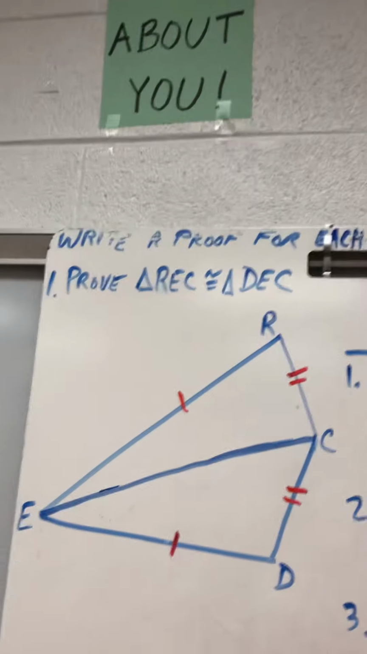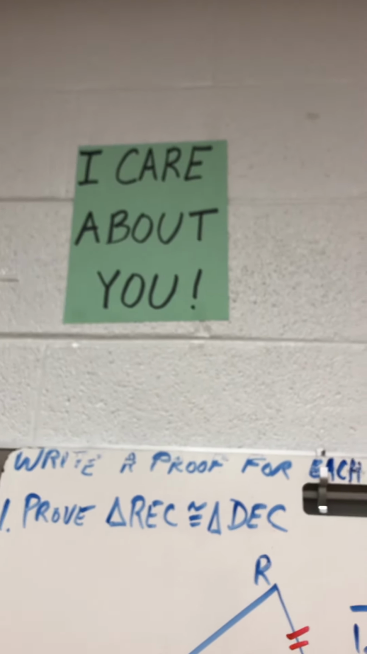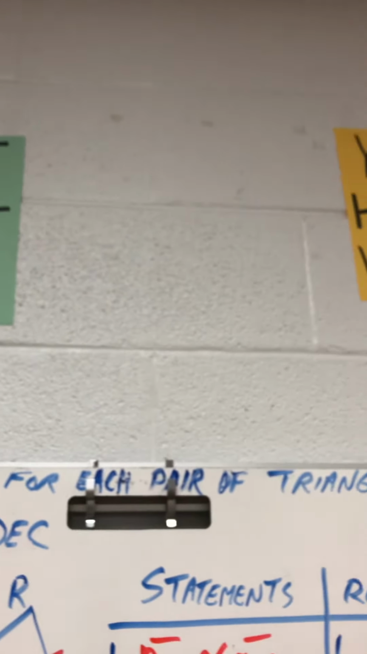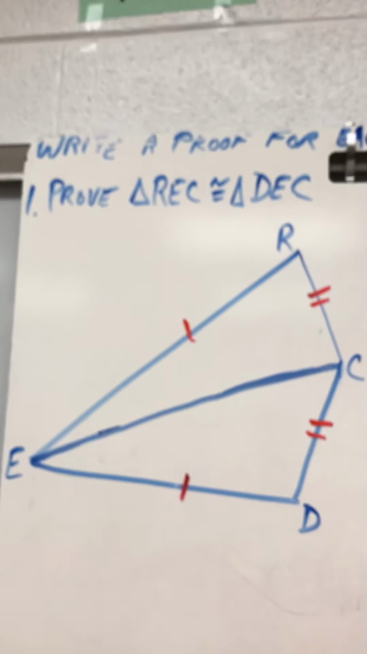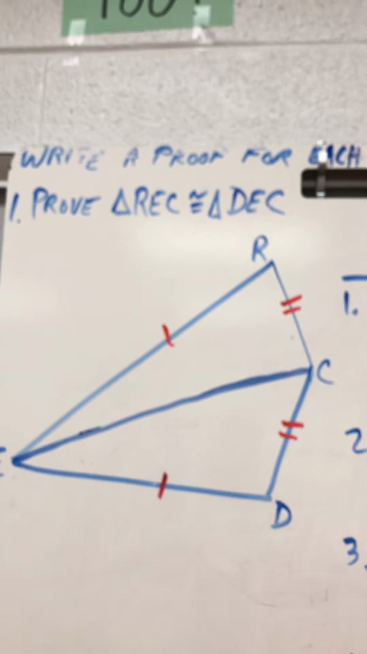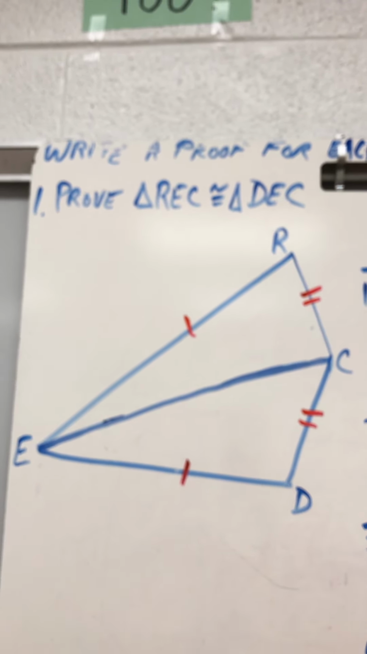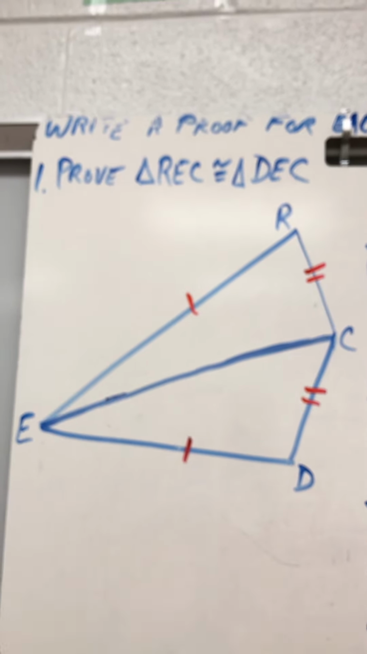All right, so today we're going to do an introduction to proofs. Write a proof for each pair of triangles, okay? So I'm going to prove that triangle REC is congruent to triangle DEC. So what we do is we always start with what's given.